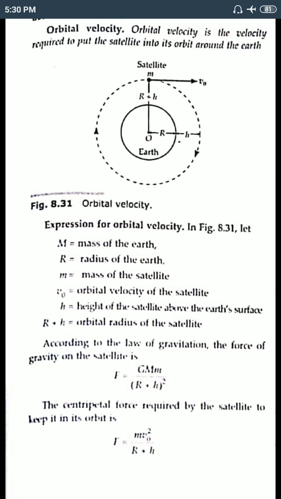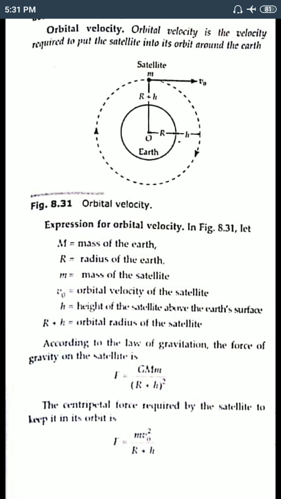We know that whenever any object revolves around a circular orbit, its velocity acts tangentially at each and every point on that circular path. Here V0 represents the orbital velocity of the satellite, and it also acts tangentially.